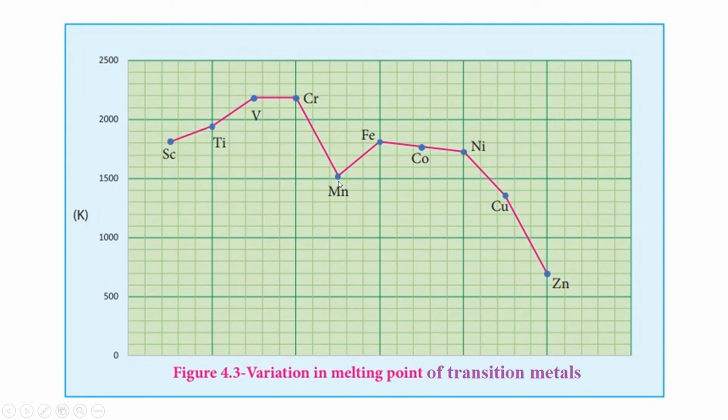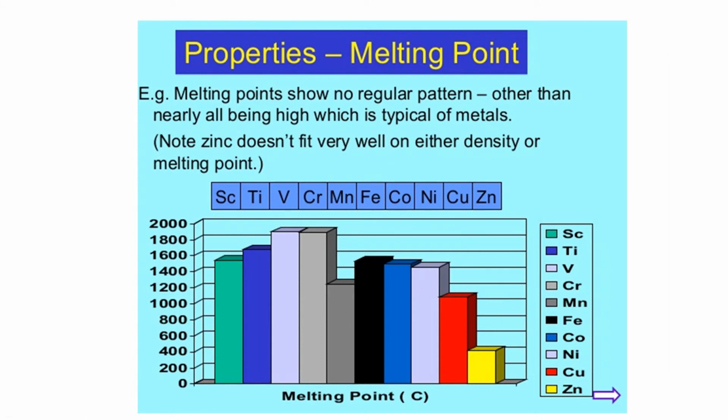So the peak could be said for vanadium and chromium, and then you got a minimum for manganese, and then it goes back up to iron, cobalt, nickel, and then it goes back down to copper and zinc. So it doesn't show a regular pattern. So the melting point goes up, down, and up again, and then down.